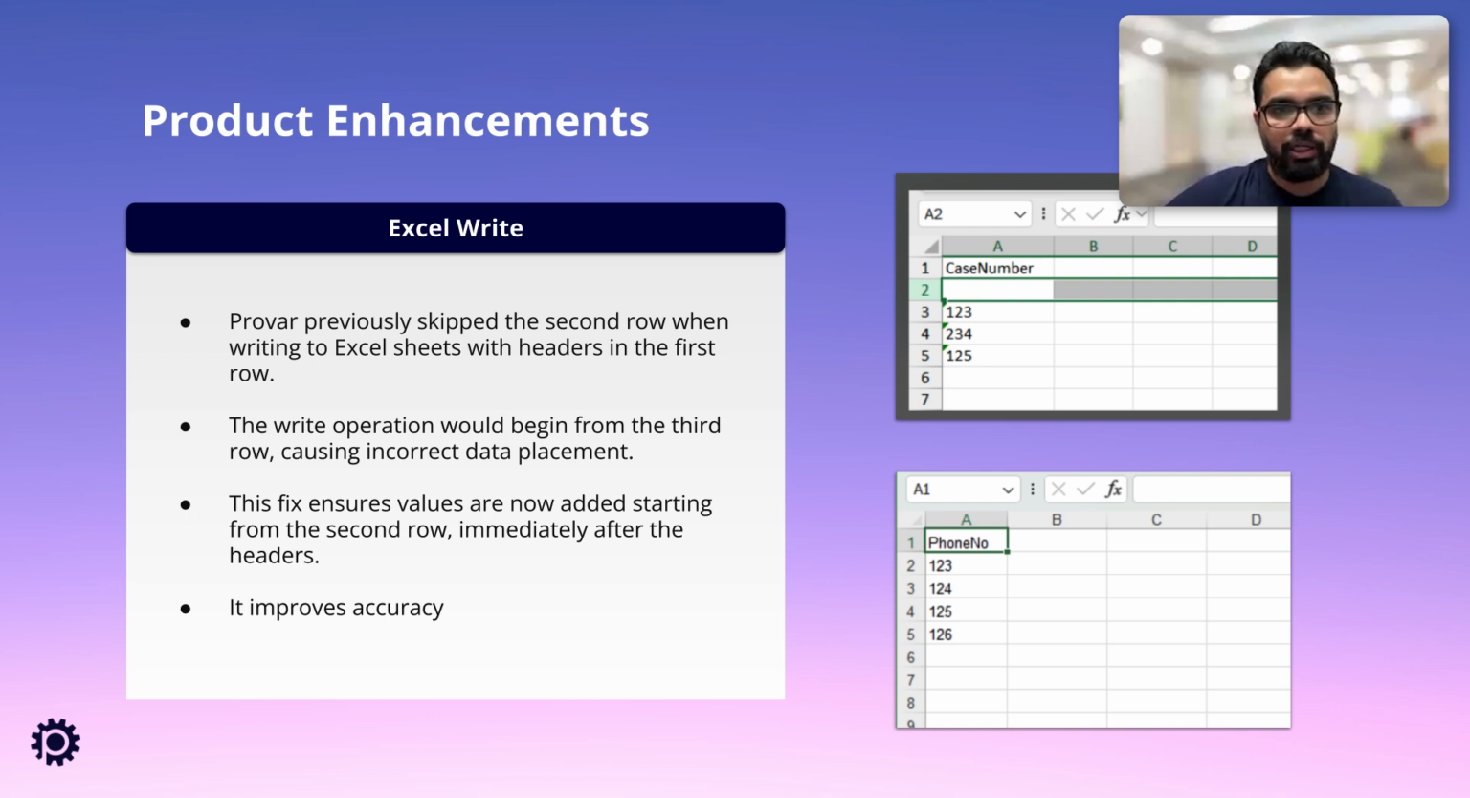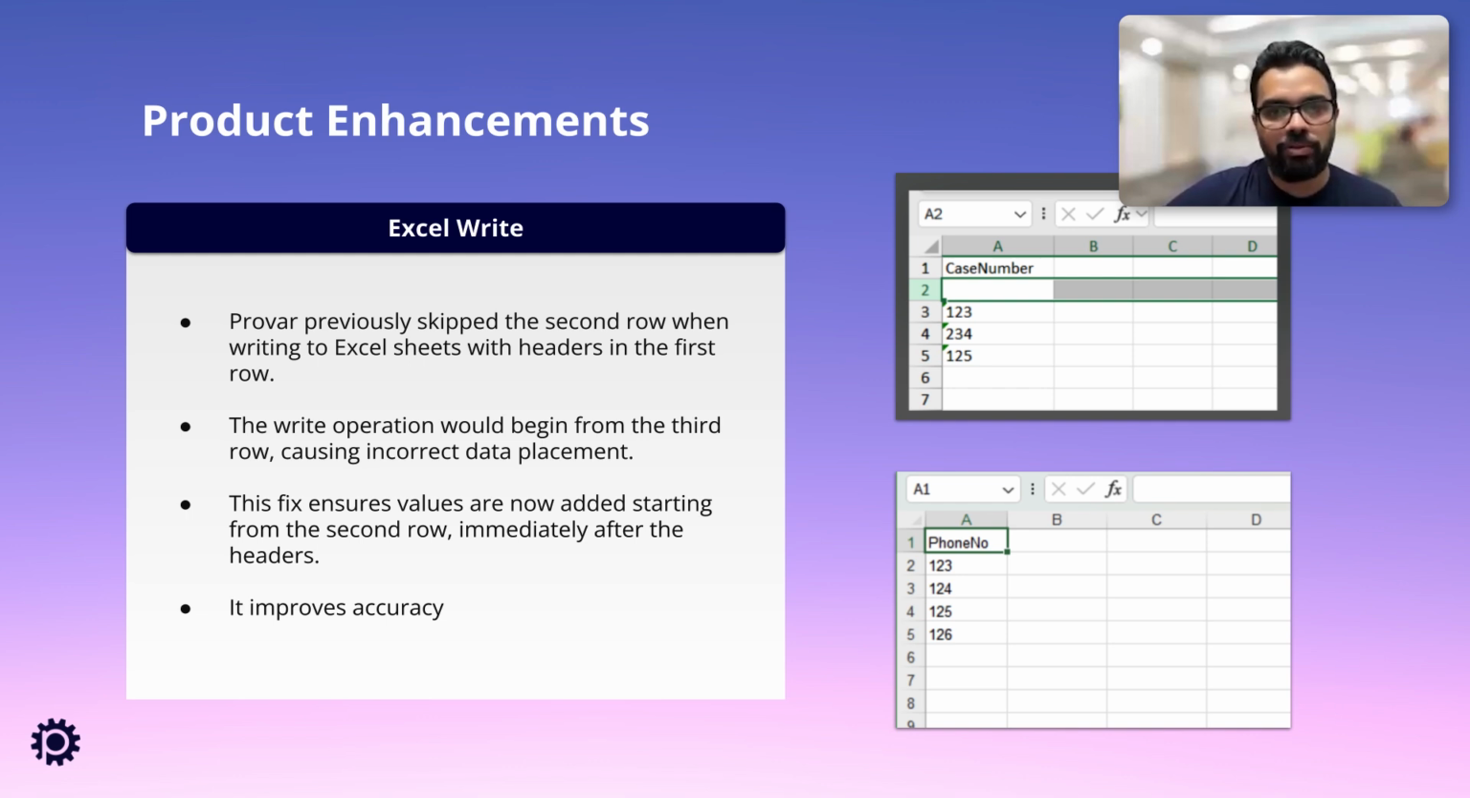Moving on to the next one, Excel write. This is one of the gaps that had been there for a while. This is around Excel write, where if you were writing in the Excel and you had a header, Provar was skipping row number 2, the row just next to the header, and starting to write from row 3 without any logic. I could not understand what the logic was, but it was always skipping row number 2 while writing anything in the Excel file.